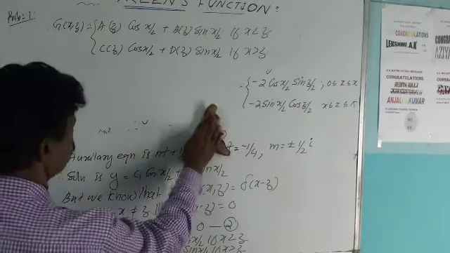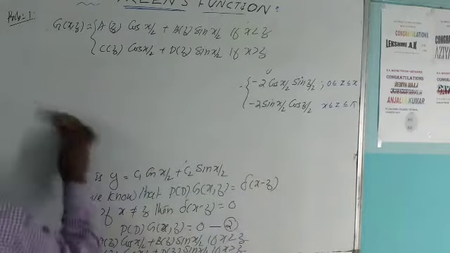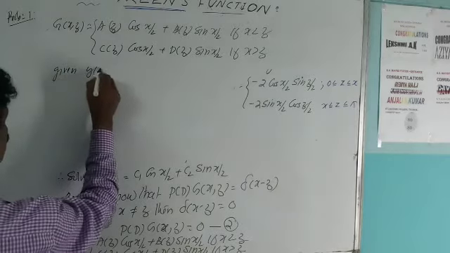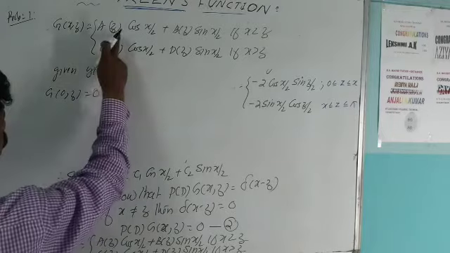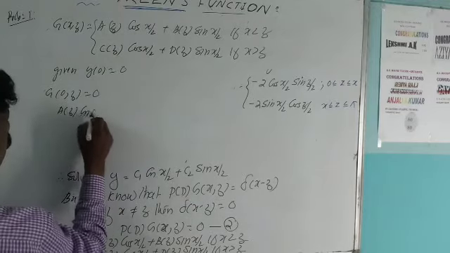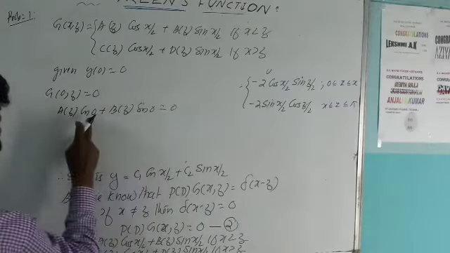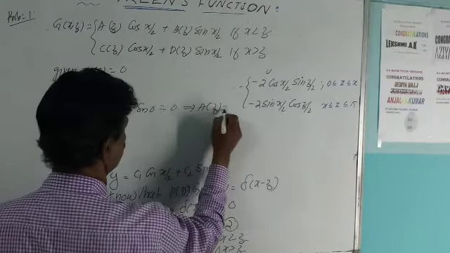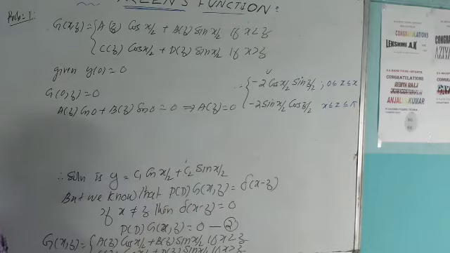We have to apply the first boundary condition. What is the first boundary condition? y(0) is equal to 0, given. That means g(0) is equal to 0. Apply that here: a(z) cos 0 plus b(z) sin 0 equals 0. Sin 0 equals 0, so this term becomes 0, and cos 0 equals 1, which implies a(z) equals 0.